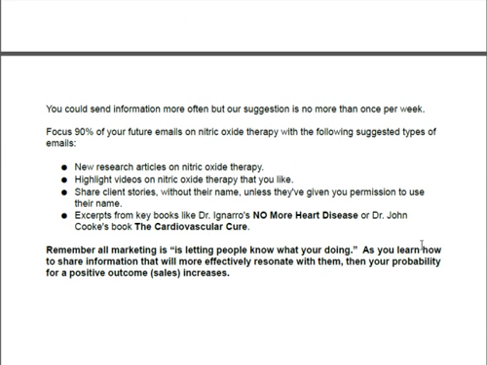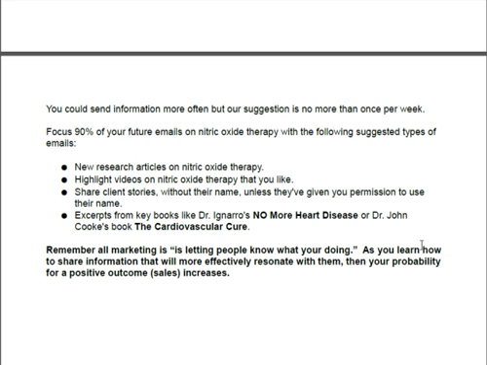Focus 90% of your future emails on nitric oxide therapy with the following suggested types of emails: new research articles on nitric oxide therapy, highlighted videos on nitric oxide therapy that you like, share client stories without their names unless they've given you permission to use their names, and take excerpts from key books like Dr. Ignaro's No More Heart Disease or Dr. John Cook's book, The Cardiovascular Cure. If you did a one-on-one presentation, you showed them the cover of No More Heart Disease. You've introduced them to Dr. Ignaro's quote. Share some information as it applies to nitric oxide therapy.